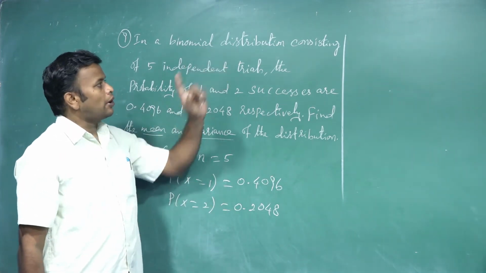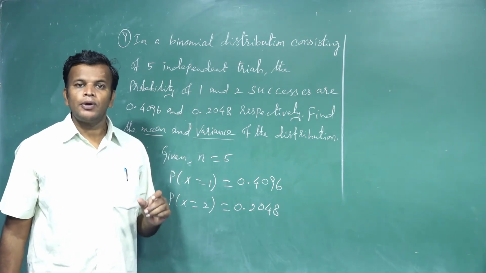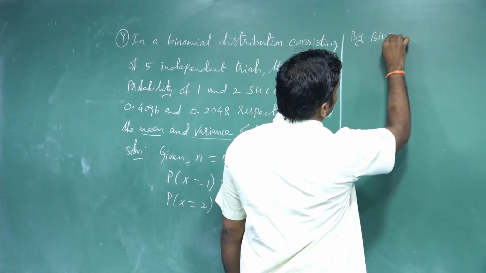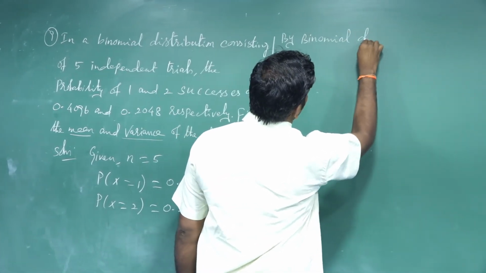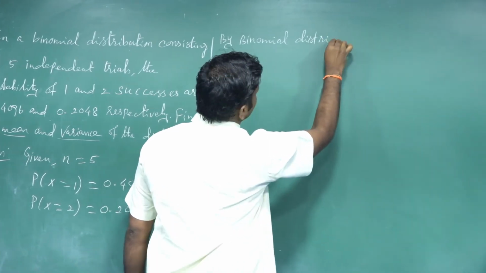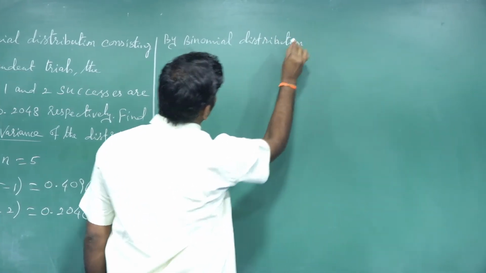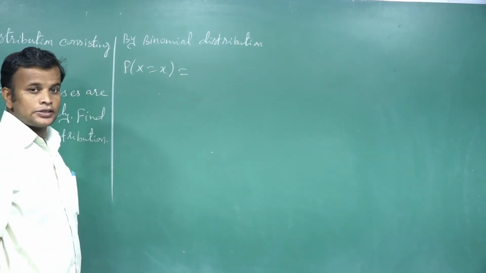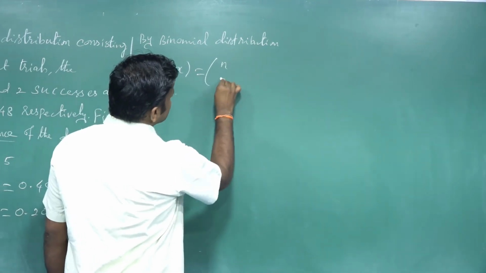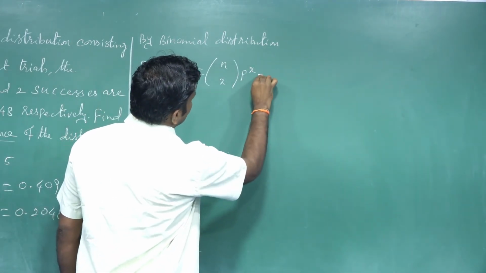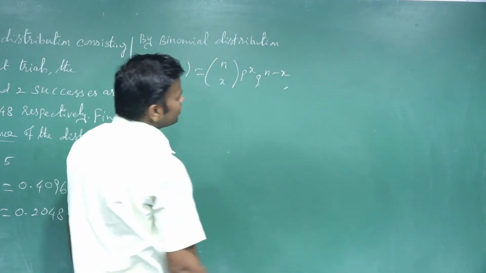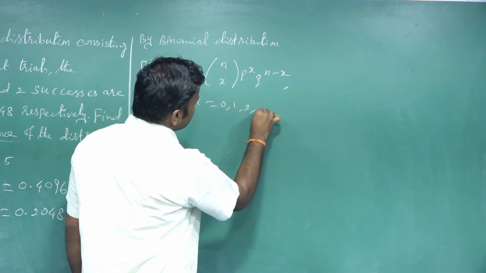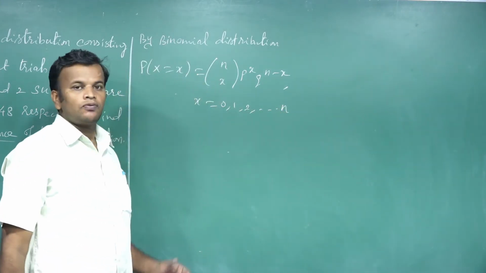Also x follows a binomial distribution. So we write the formula of a binomial distribution. By the binomial distribution, the formula is P of capital X is equal to small x, equals NCx, P power x and Q power n minus x. The value of x starts from 0, 1, 2, etc., up to n. So first we write the formula.